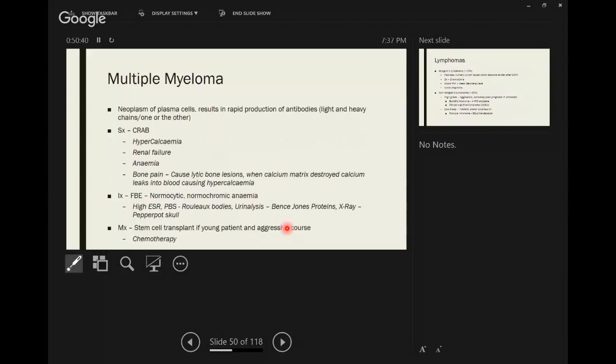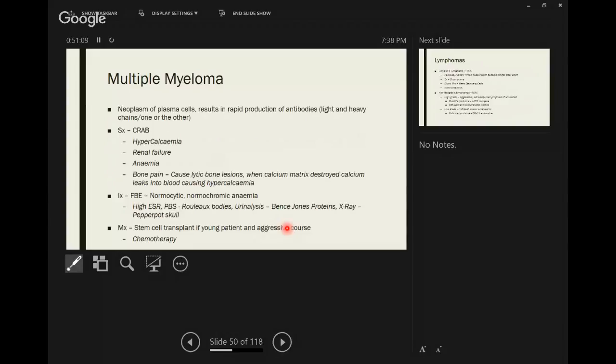So it's a neoplasm of the plasma cells. All the plasma cells stay in your bone marrow, and they're what produce your antibodies. So you usually get a huge increase of, it can be IgM most of the time. It can also be IgG. I don't think it can be IgA, or if it is, it's very rare. And then you can also get production of just light chains, or just heavy chains, or chains everywhere. Your symptoms are CRAB: hypercalcemia, renal failure, anemia, and bone pain.